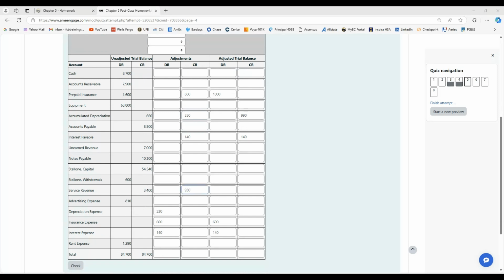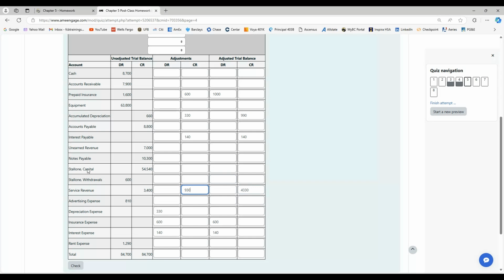We already had 3,400 in revenue recorded. So we end up with a 3,400 credit balance, plus we add on more revenue with another credit of 930, which leaves us with $4,330. And that's the revenue side.